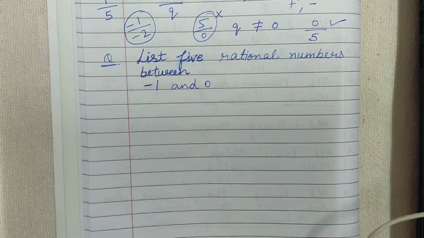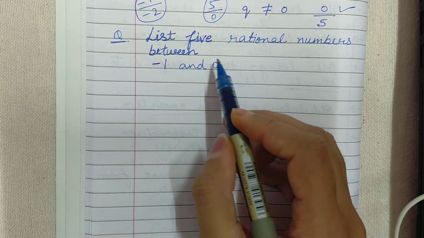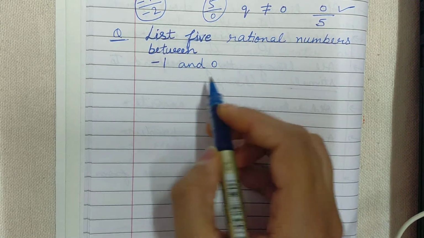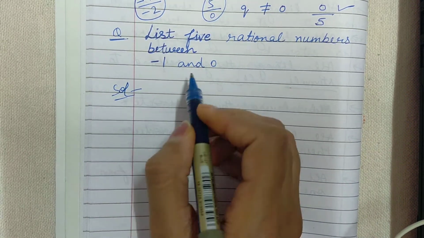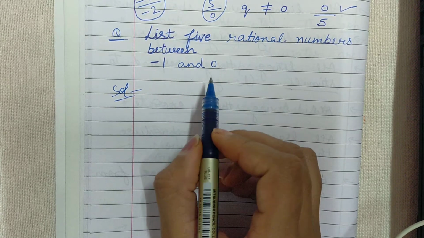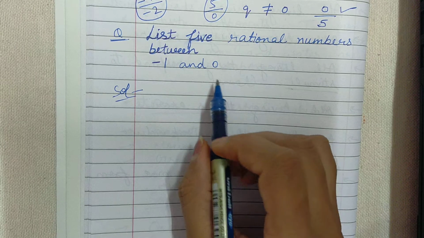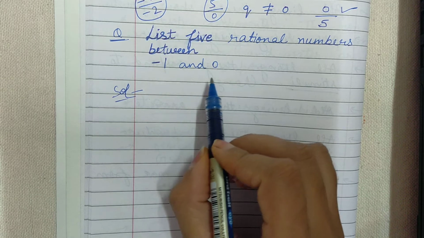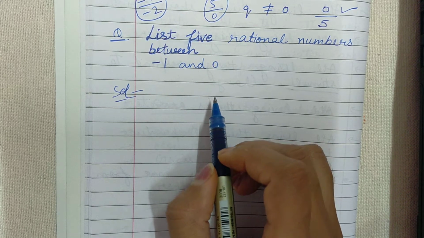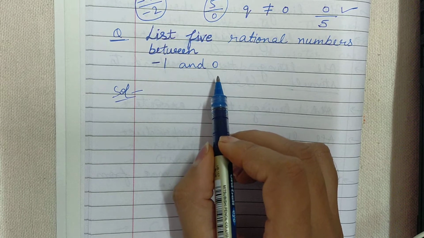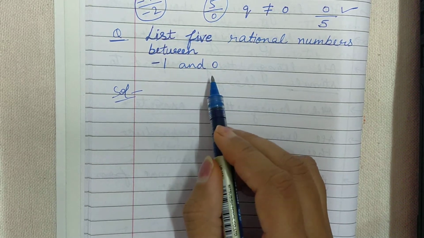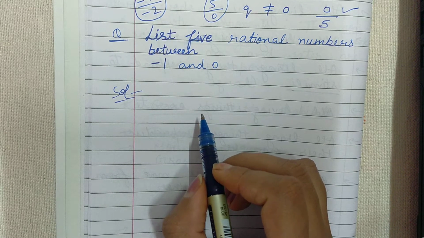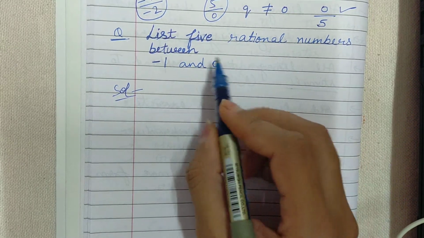Now we are going to solve one question based upon this. Question number first is, list 5 rational numbers between minus 1 and 0. Two numbers are given, minus 1 and 0, and we have to give any 5 rational numbers that lie between minus 1 and 0. कोई भी 5 रैशनल नंबर हमें बताने हैं जो माइनस 1 और 0 के बीच में आएंगे. Now between minus 1 and 0 there are infinite rational numbers. We can write any 5 of them. So how will you find it?